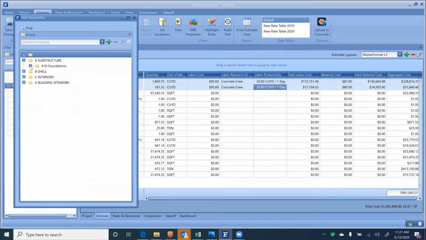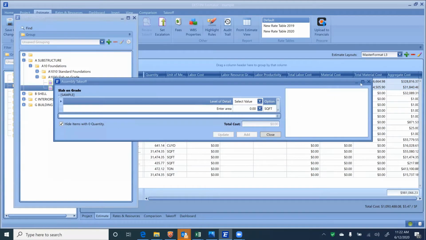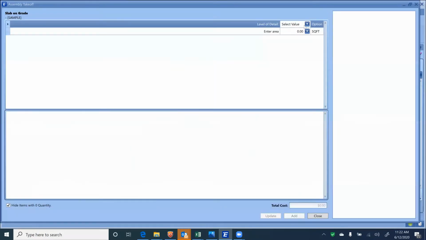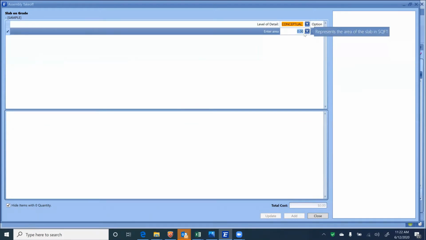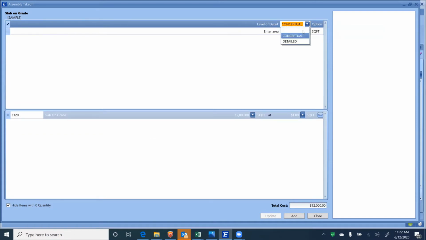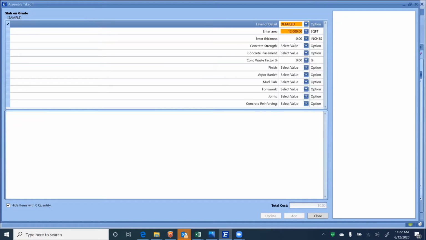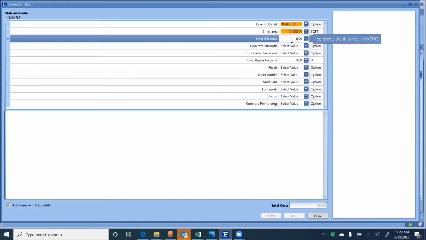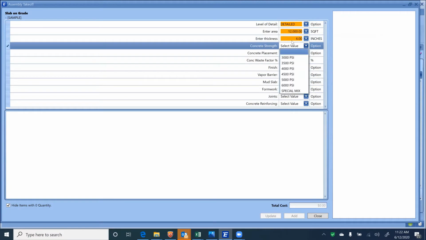Typical assemblies can be set up to support both detailed self-perform type estimating and higher-level sub-based estimating. To achieve this, our assemblies often start with a question around the level of detail associated with the line items added to the estimate. As questions are answered during the use of an assembly, the line items to be added into the estimate are displayed below the questions.